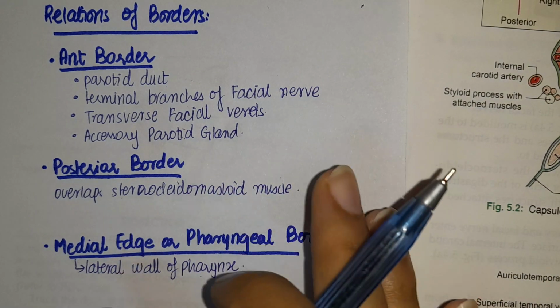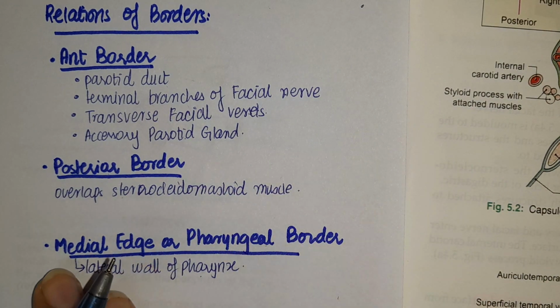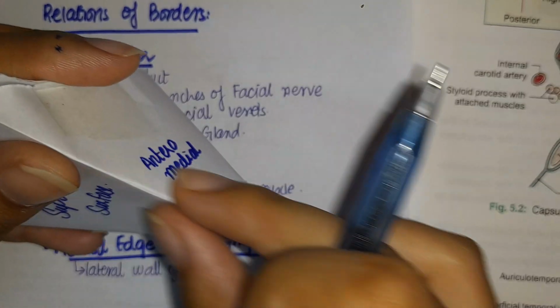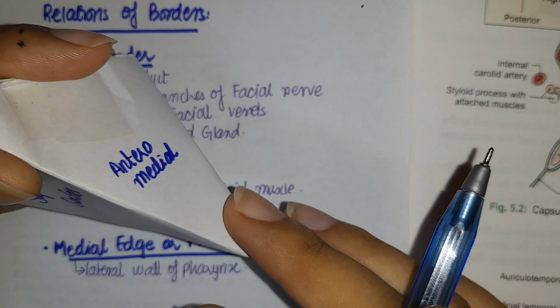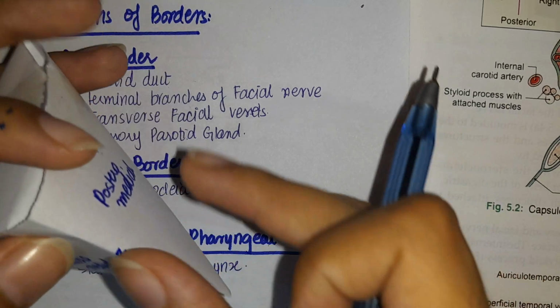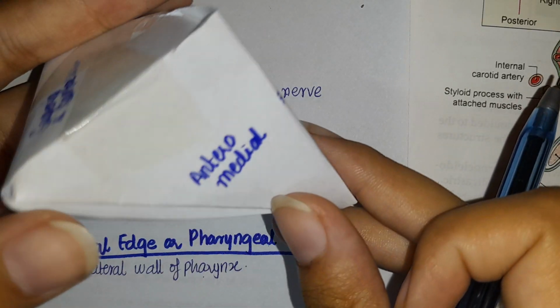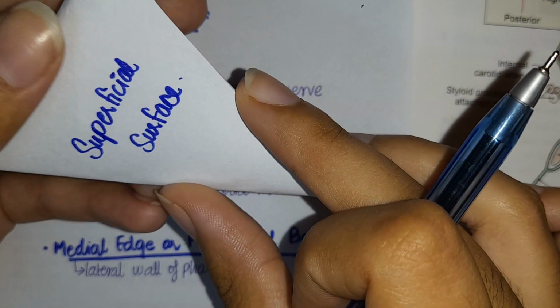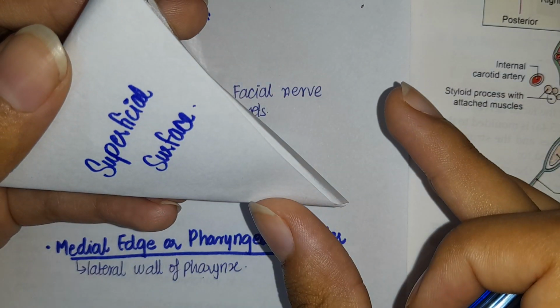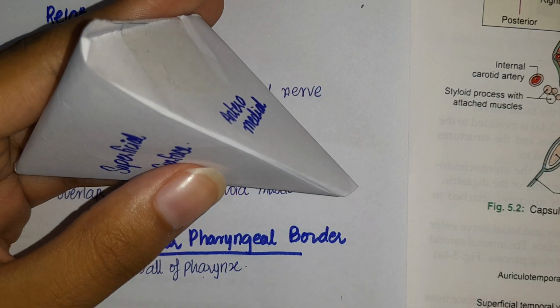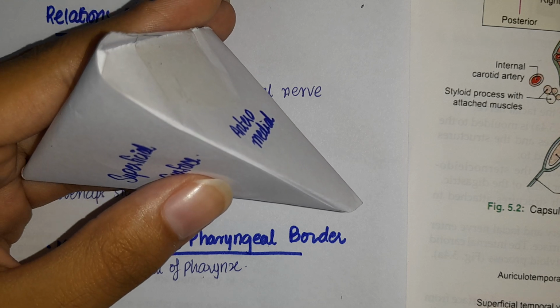Now we will talk about the relations of all the surfaces. And I told you how many surfaces there are. Between the anterior border and the medial border, the anteromedial surface. Between the medial border and the posterior border, the posteromedial surface. Between the anterior and the posterior border, the superficial surface. And superiorly, we have the superior surface. We will talk about the relations of all these surfaces now.